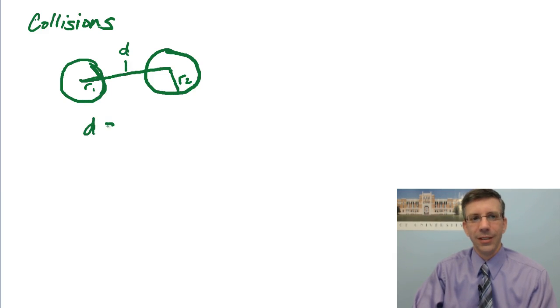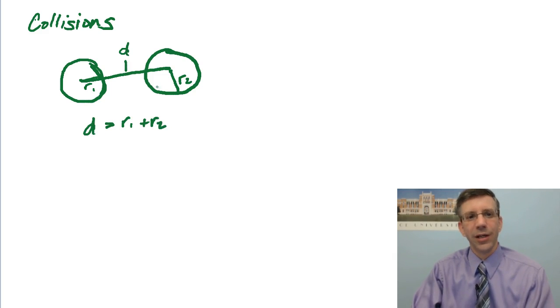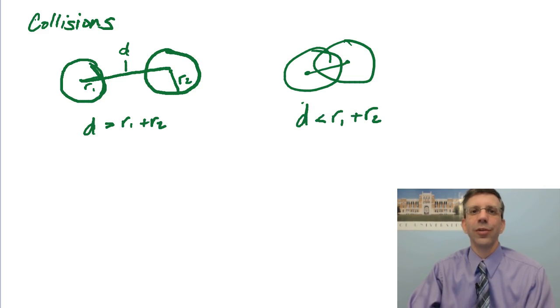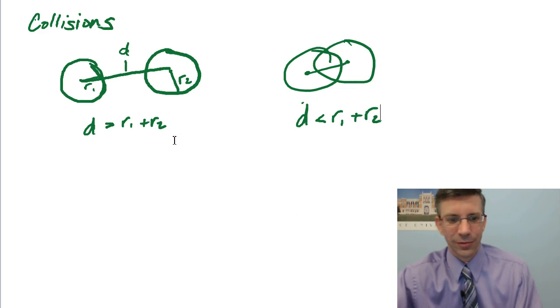And if D is greater than R1 plus R2, then I can be confident that these two circles have not collided, right? In contrast, if I have two circles like this, where the distance D is now less than R1 plus R2, the two circles overlap and therefore they have collided. Okay, so let's take a look at this in the context of our game.